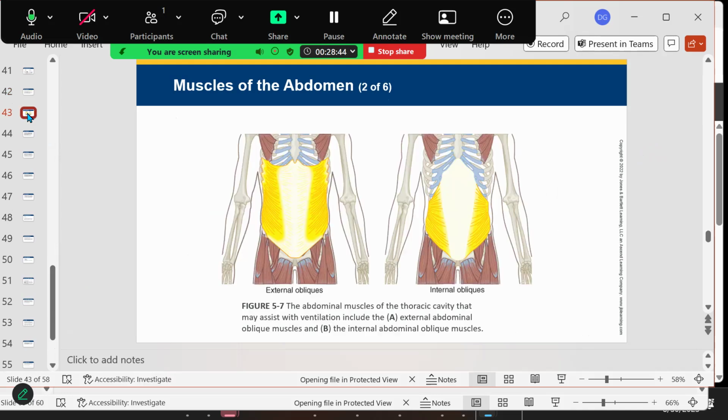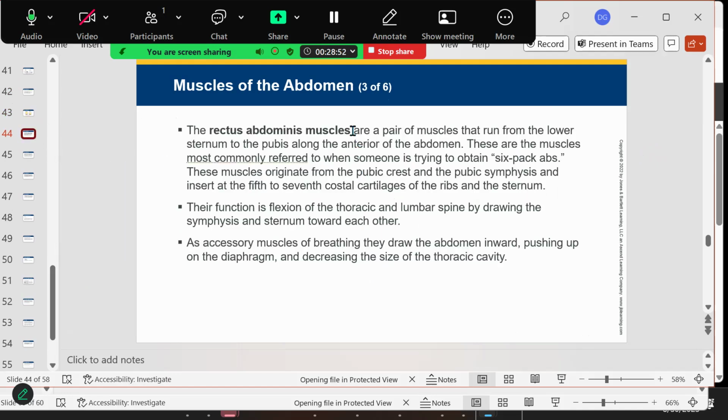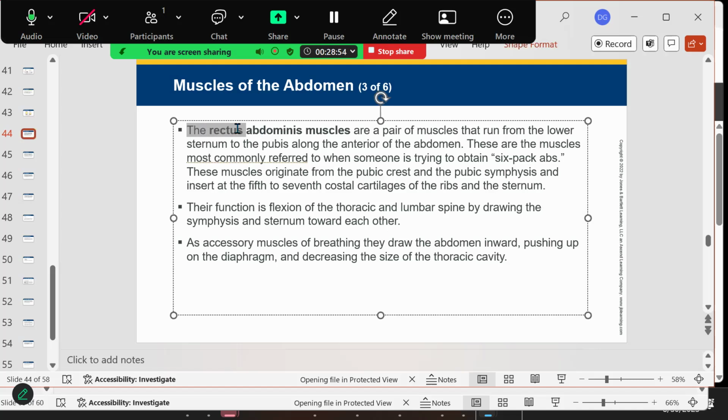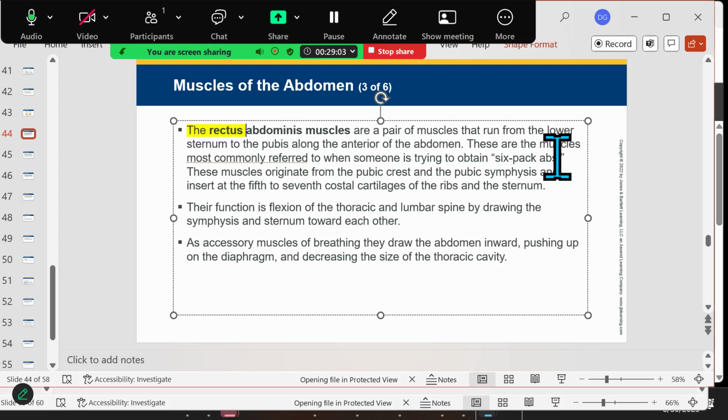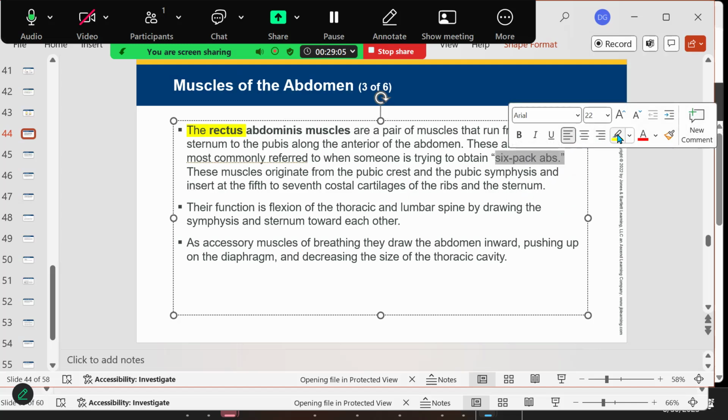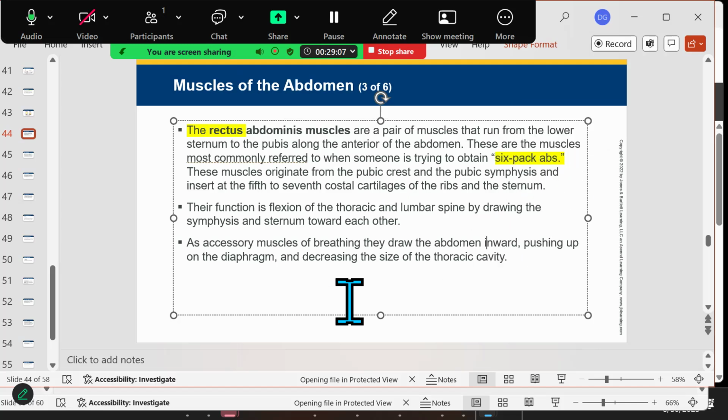And there's a picture. External obliques, internal obliques. I think there are actually four sets of abdominal muscles. Rectus abdominis. Rectus just means straight. You'll see that term many times in medicine. So rectus means straight down the belly. And yes, there we go, six-pack abs. I love it. They made the connection. And accessory muscles of breathing draw the abdomen inward, pushing the air out.